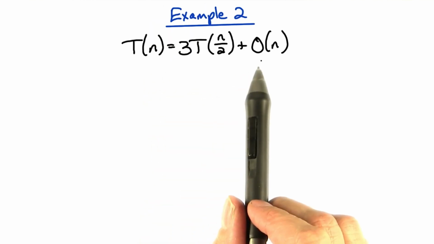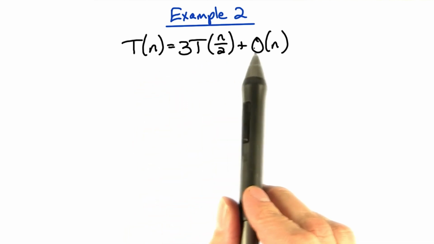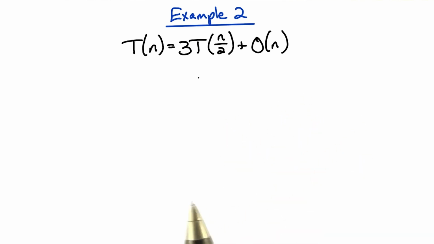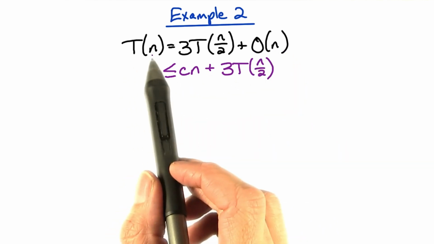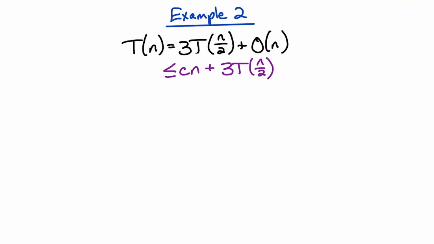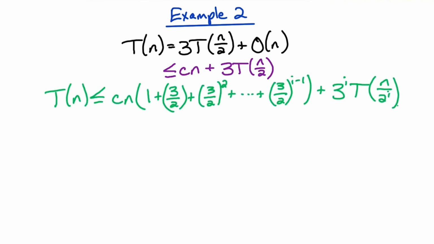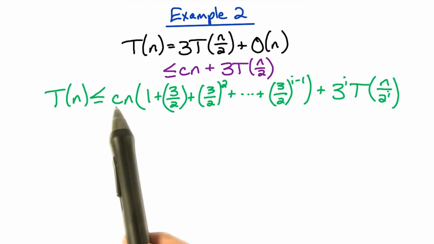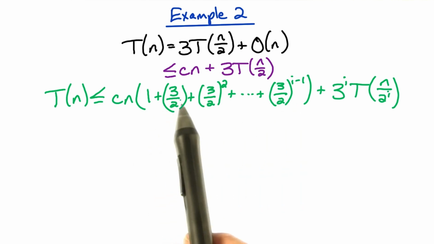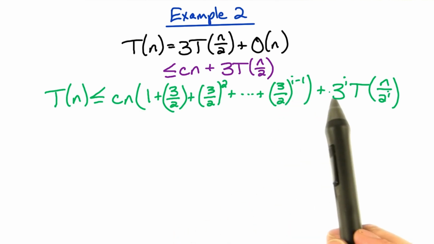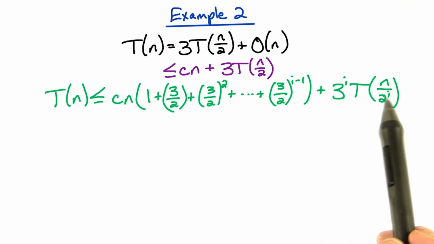Now let's take a look at the following recurrence: T of n equals 3 T of n over 2 plus order n. This is the recurrence which arises in the more sophisticated integer multiplication algorithm. Just as before, rewriting this to eliminate the big O notation, we have T of n is at most c times n for this term, plus 3 T of n over 2 for that term. Now substituting in as we did before, and repeating it i minus 1 times, we get the following recurrence. T of n is at most c times n times a quantity, 1 plus 3 halves plus 3 halves squared, and so on, up to 3 halves to the i minus 1, plus 3 to the i times T of n over 2 to the i.